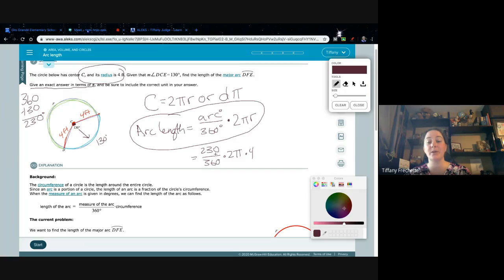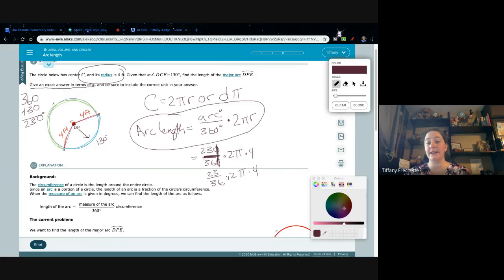So what we're going to do is we're going to reduce this 23 over 36. If two numbers are being divided, and that's what this fraction bar means, and I have them ending in 0, I can just cross off the zeros. That cancels. They're both being divided by 10. It's just kind of an easy way to do it. So now I have 23 over 36 times 2 times pi times 4.